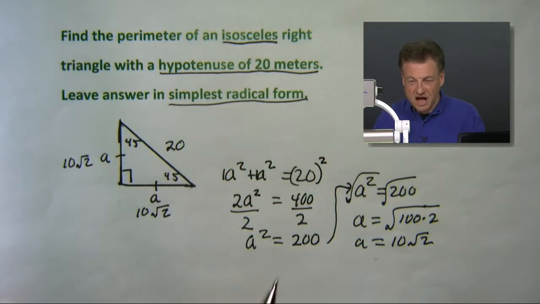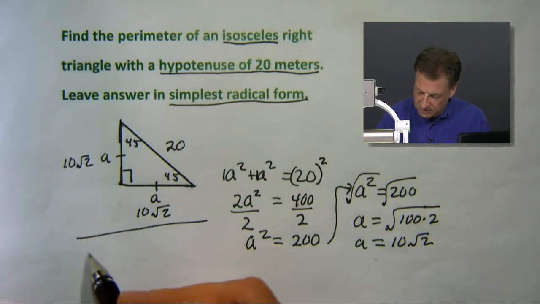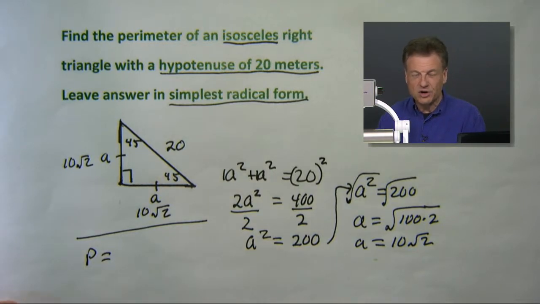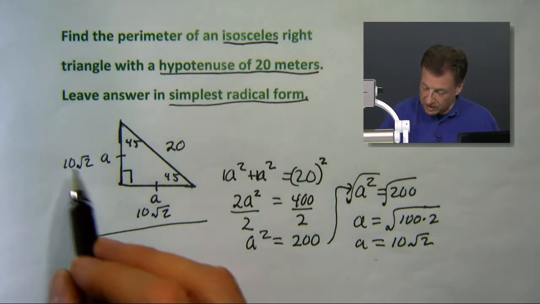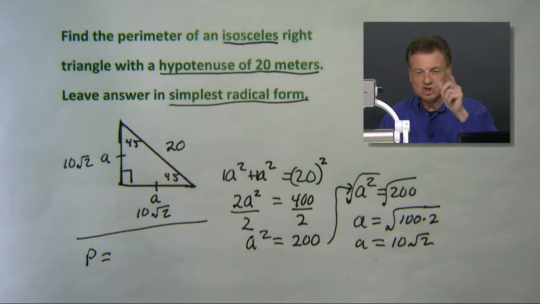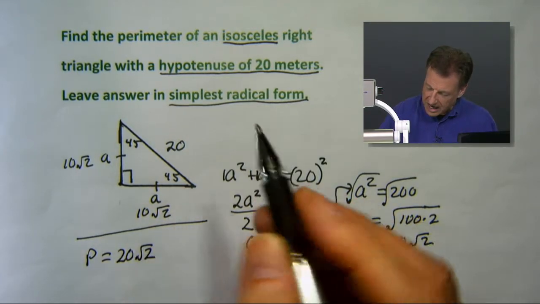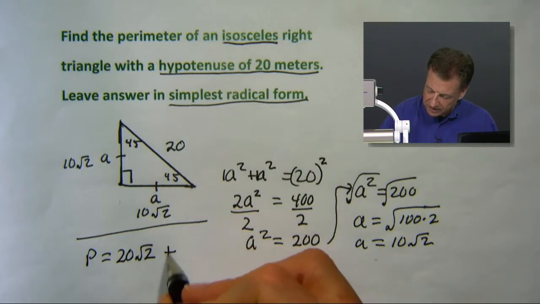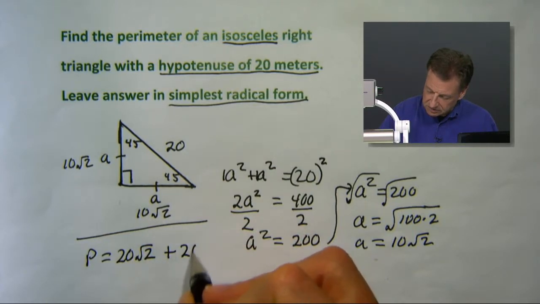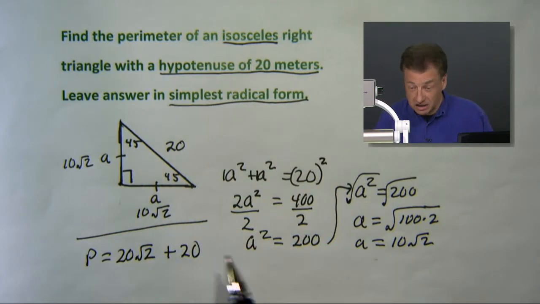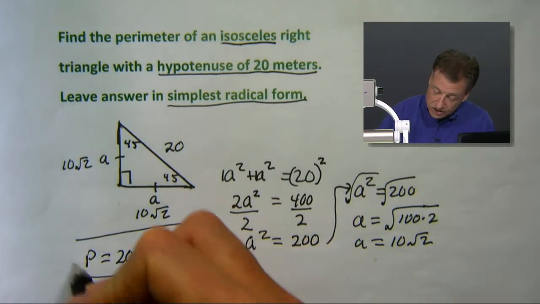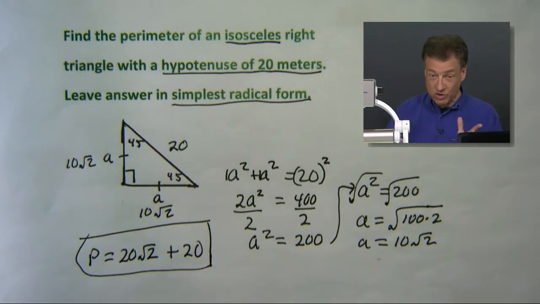So we're going to piece all these things together and get what the perimeter is equal to. So the perimeter is, adding those 2 together, you get 20 square roots of 2. And we still have that hypotenuse of 20. Now, dear friends, we're done. You say we're done, Ernie? We are done because we said leave it in simplest radical form.